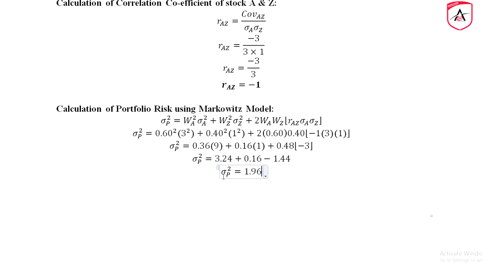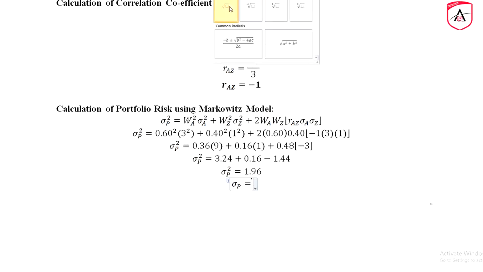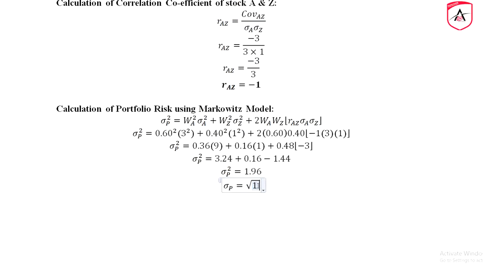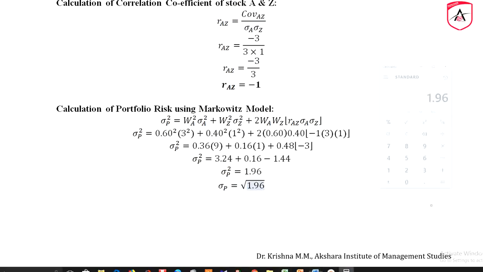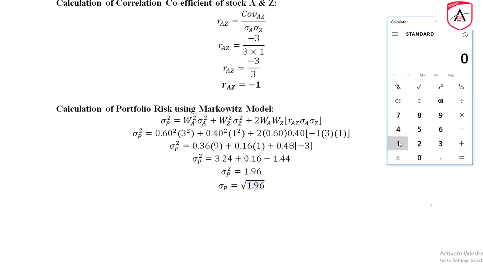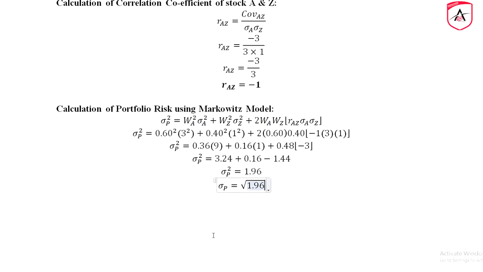If you observe this question, we have a square over here, hence we have to take a root for this. So it is standard deviation P, 1.96. Take the calculator, 1.96 root equals 1.4. If you take out the root, you will get 1.4. So this is the risk of the portfolio.